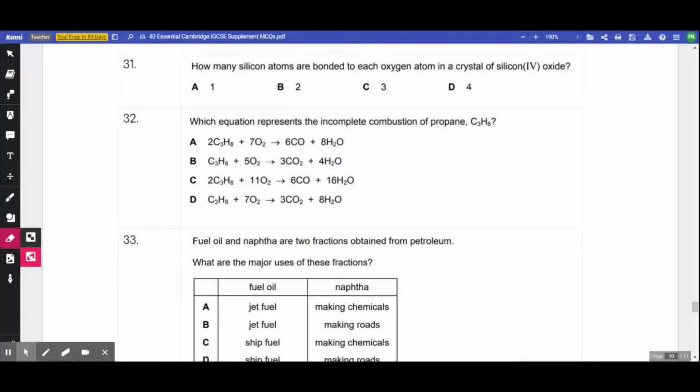Okay, so this question is arguably the most difficult question that we have in the entire series, so we're going to start off with this one. It's a simple one-line question, just asking how many silicon atoms are bonded to each oxygen atom in a crystal of silicon 4 oxide. And there are 4 answers: 1, 2, 3, and 4.